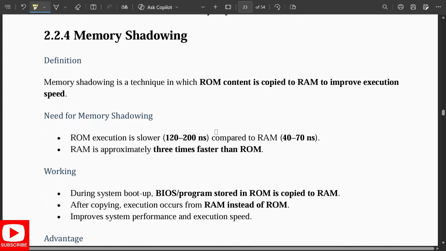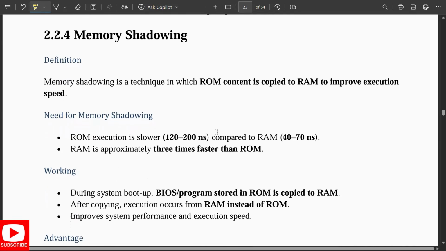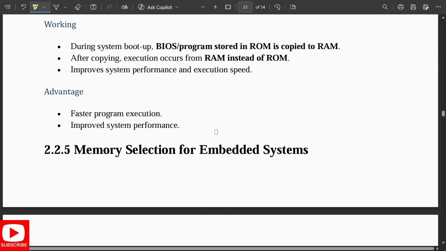Next comes memory shadowing. It's a technique in which the ROM content is copied to the RAM to improve the execution speed. The whole ROM content is copied to the RAM. Here, the need for memory shadowing: ROM execution is slower compared to the RAM. RAM is approximately 3 times faster than the ROM. So, during system boot up, the BIOS or the program stored in the ROM is copied to the RAM. After copying, the execution occurs from the RAM instead of the ROM. So this improves the system performance and the execution speed.